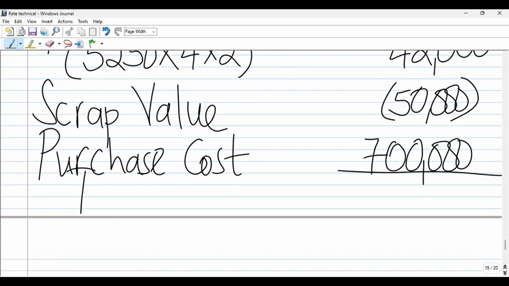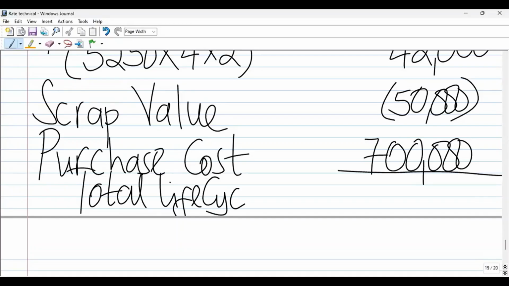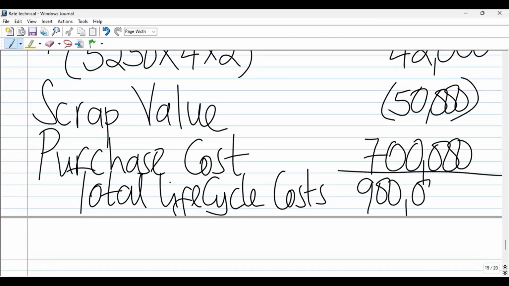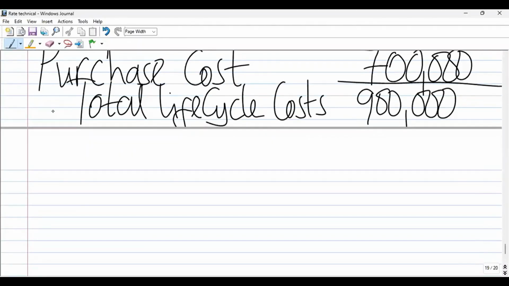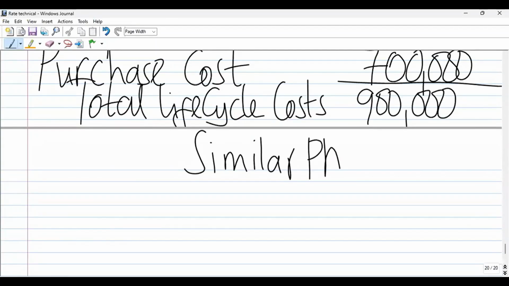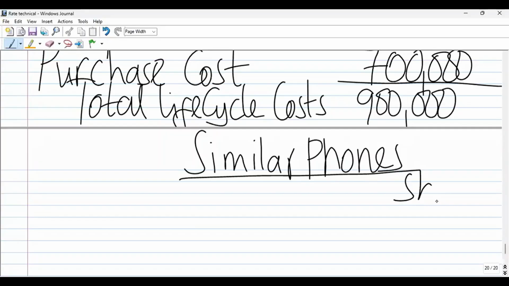So come and get the total life cycle costs. 900,000. So if a customer is to use Meditel, those are the costs they are going to incur. But yet again, there are similar phones on the market. If someone does not use Meditel, they are going to use another phone brand. So we need to also see a similar phone on the market. How much is it going to cost the customer to use?